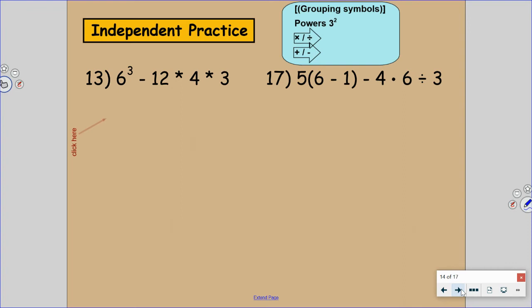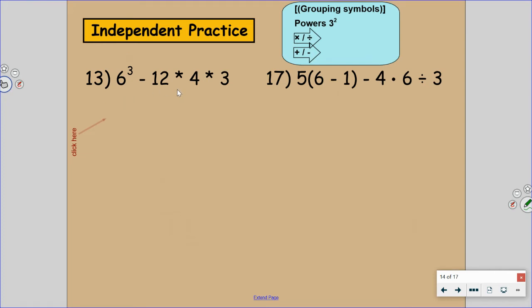Onward we go. Rewind if you need to rewatch that last part. Now, I would encourage you to pause the video at this point, try to work out the next few problems, and then come back when you're ready.